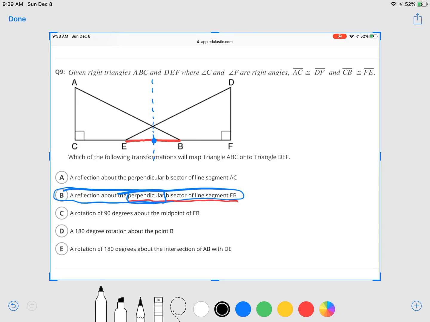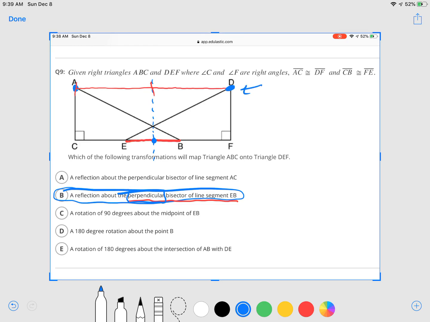Okay, so let's take the point A. The point A, if you reflected it over this line, remember that you have to come at it perpendicularly. So you have to see how far it is from A to the line of reflection, and then use that same distance directly across the line of reflection. So A should land over here on D. Okay, so far so good. One of the points of the triangle is transformed to this other point on the other triangle.